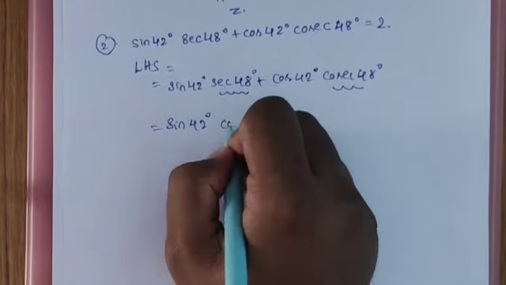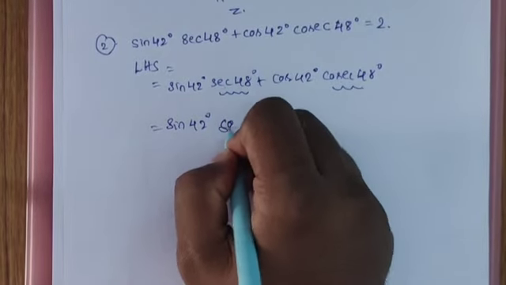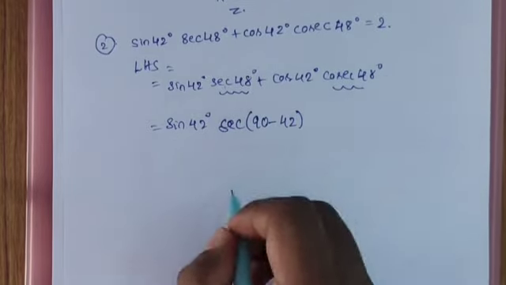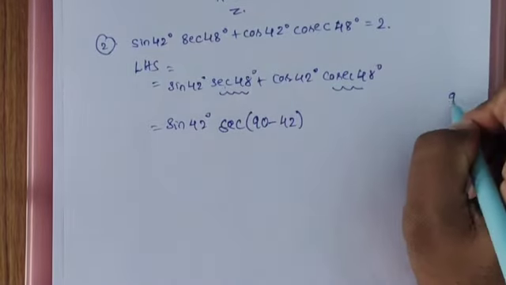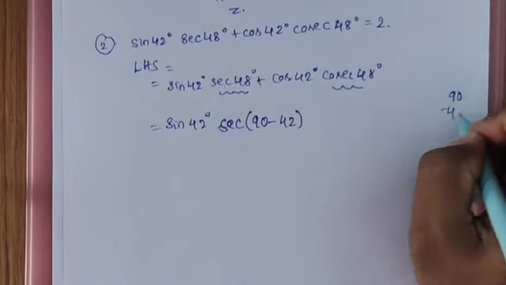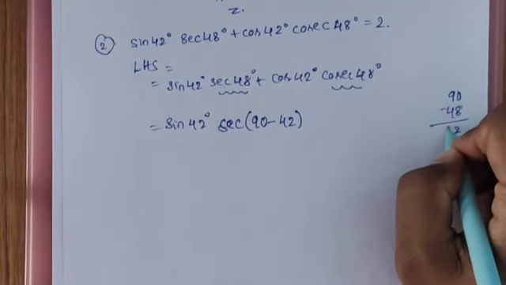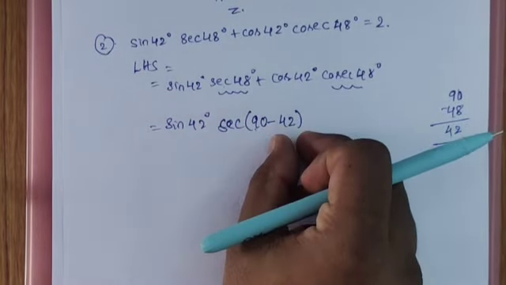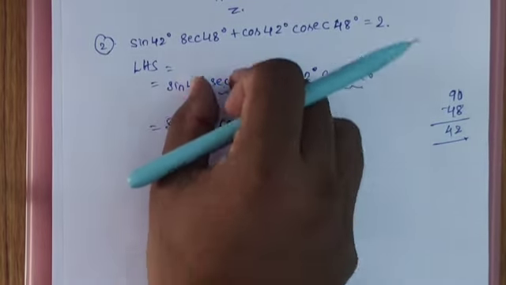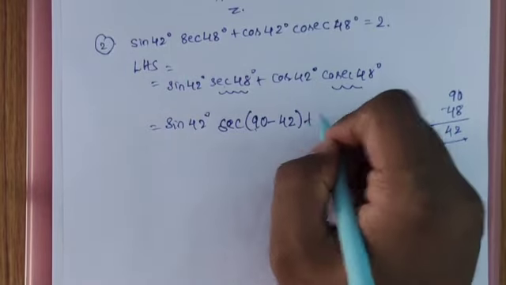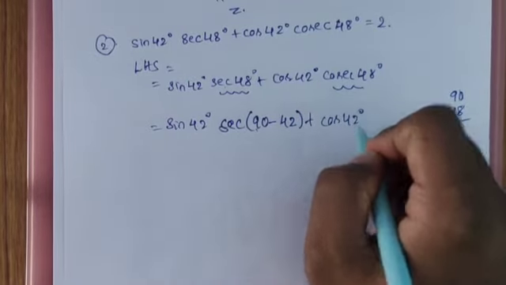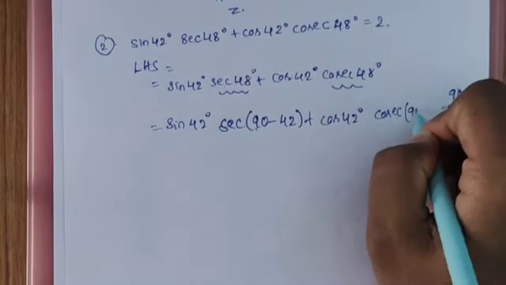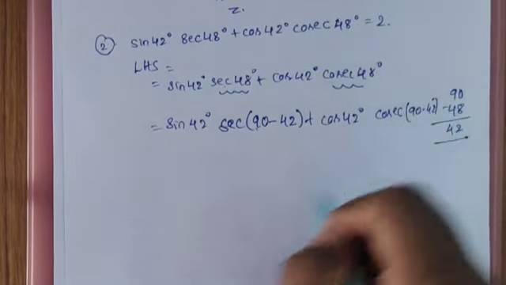So this can be changed as secant of 90 minus 42 degree. How? Just in 90 you subtract 48. So what you will get? The remaining thing is 42. So that is what I have written. So 90 minus 42 we will get 48 degree. So secant 48 degree as it is, plus cos 42 degree as it is I have kept. So here cosecant of 90 minus 42 degree.